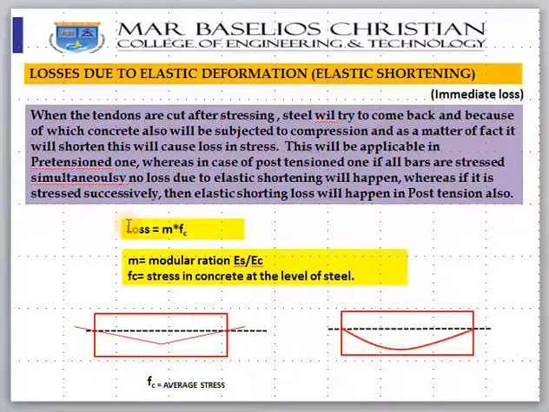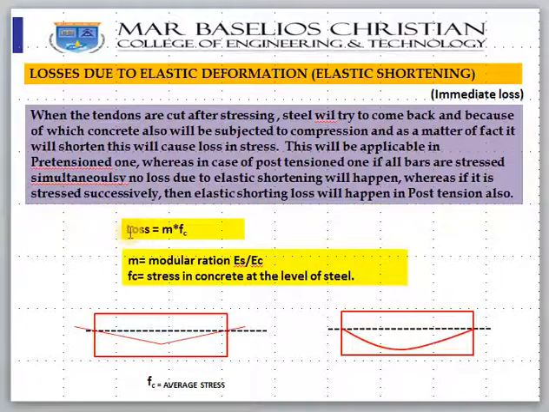So what is that? The steel will try to push it. At the same time, concrete will also shorten. It will also undergo a deformation, shortening, very small actually, but still it will create a loss in the stresses of the steel. That's called losses due to elastic deformation, elastic shortening.